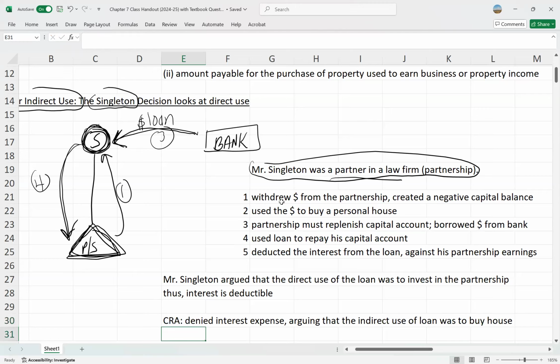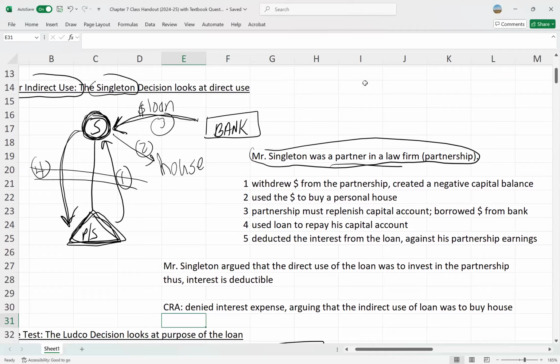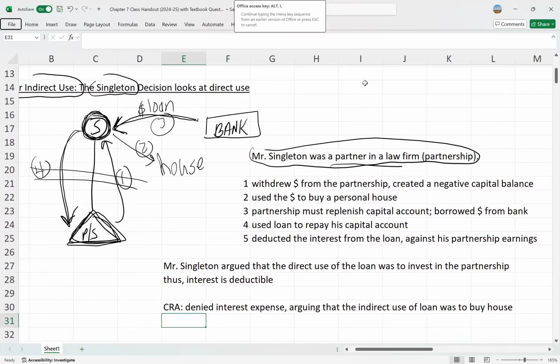So if you think about it, what they're saying is that you can just eliminate steps number 1 and 4. And so if you put the house here as step number 2, and eliminate steps number 1 and 4, indirectly, he just used the loan to buy the house. And so that's why the CRA denied the interest expense, arguing that it's the indirect use that should prevail. This gets into an argument of whether the substance or the form should prevail.